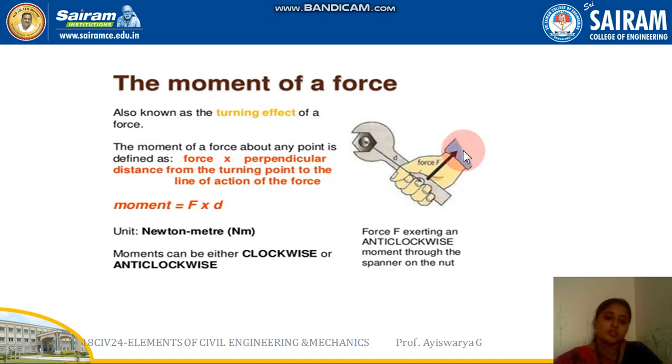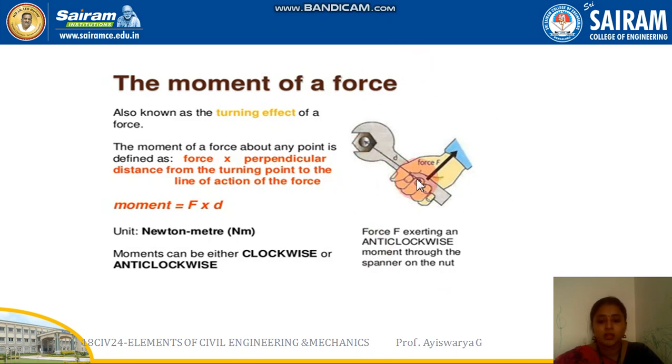The force is in one direction and the distance is the perpendicular distance from force F, right? So the moment is nothing but force into the perpendicular distance from the turning point to the line of action of the force. The line of action is where he is pulling that screw. So moment is F into d, and the unit of moment is, for force we know it's Newton and for distance it is meter, so together it's Newton meter.